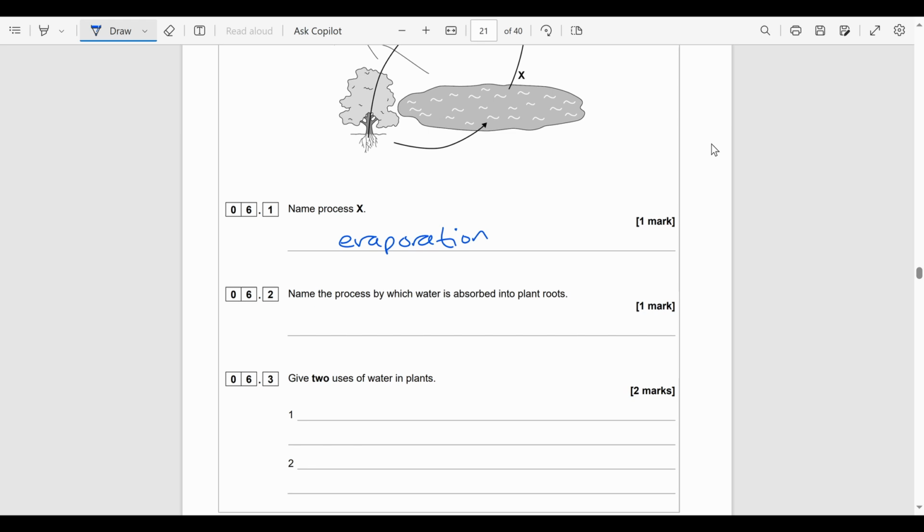Name the process by which water is absorbed into plant roots. So water going into roots, that's knowledge of cell biology now, that's osmosis.